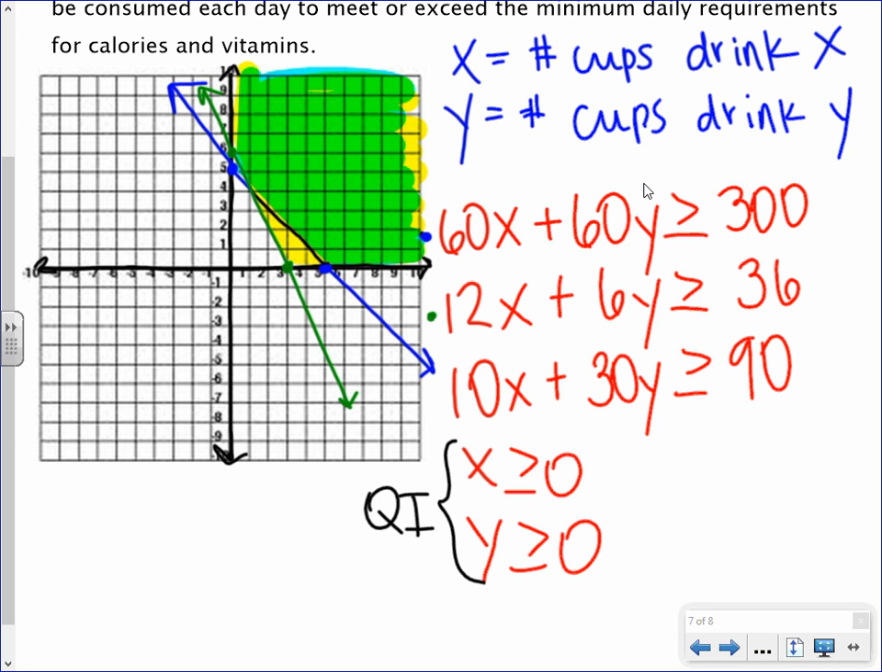And last but not least, we have this 10x plus 30y equals 90. Okay? We plug 0 in for x. What is our y-intercept? 3. 30y equals 90. Our y-intercept is 3. And if we plug 0 in for y, 10x equals 90. Our x-intercept is 9. Way over here.